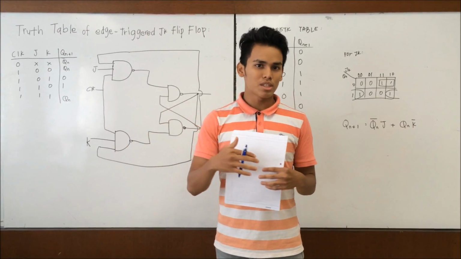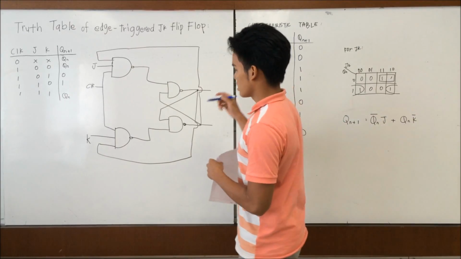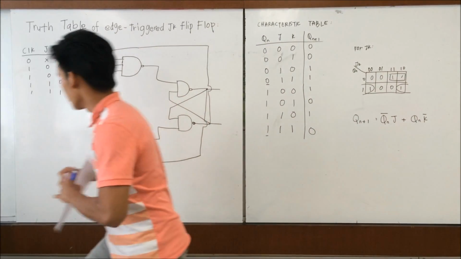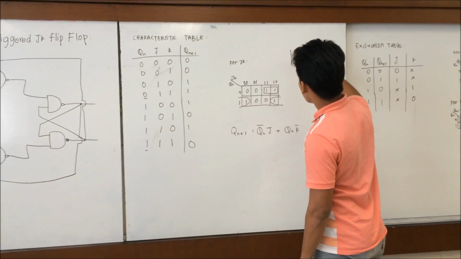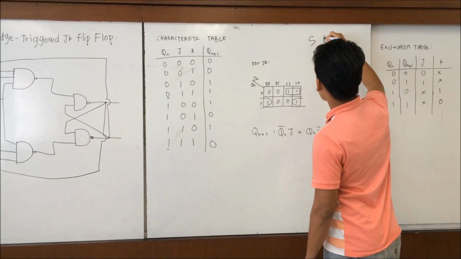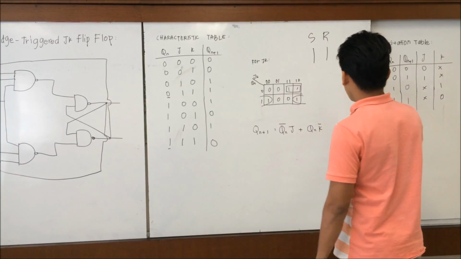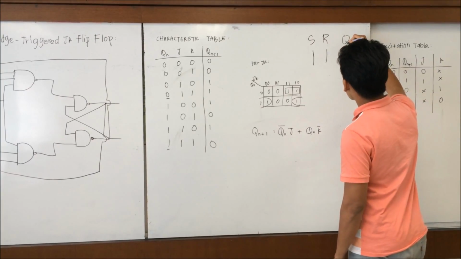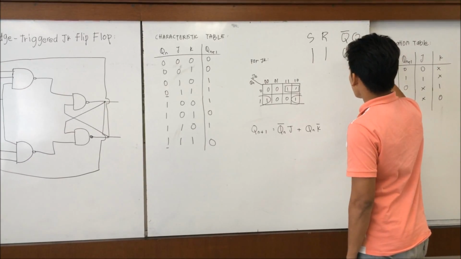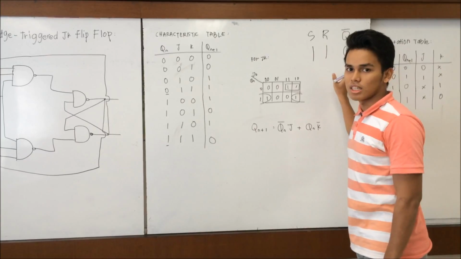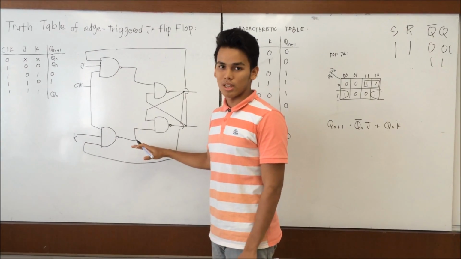allow the disallowed condition. For example, in the SR flip-flop, there's a condition where, for example, we take S and R as input 1, and the input is 1, and then we get the outputs Q bar and Q the same, right? Whether 0, 0 or 1, 1. This is the disallowed state. So in the JK flip-flop, we want to change the disallowed state so that we can use it.